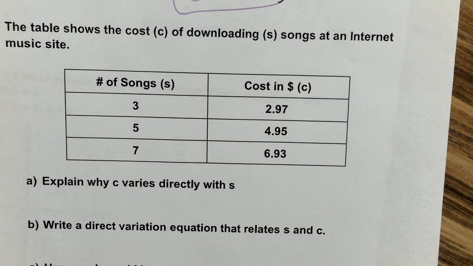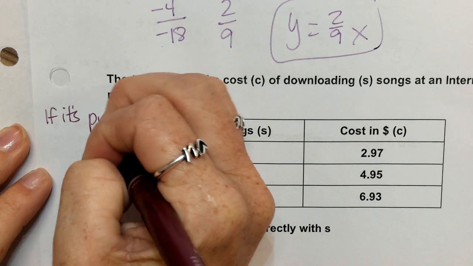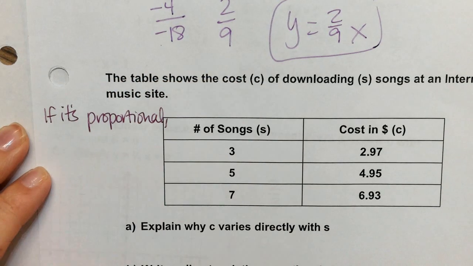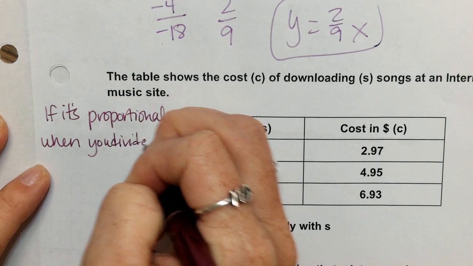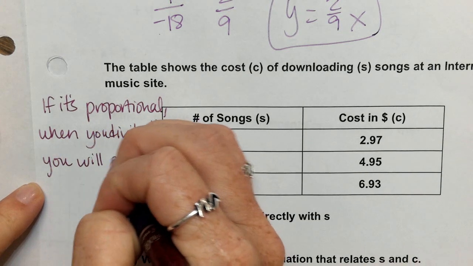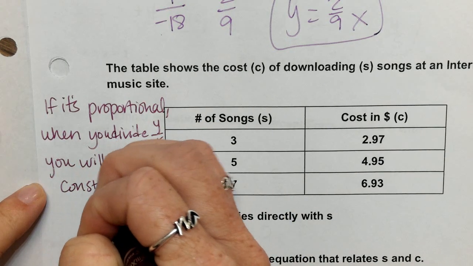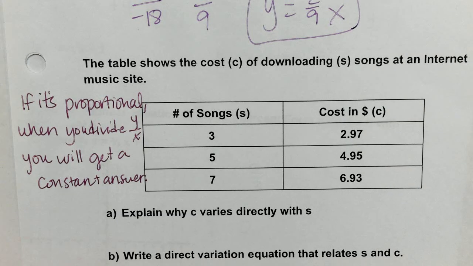Why is it proportional? Well, first of all, if I graph it, it's going to pass through 0, but I don't have a graph to do that. So to do this, write this down. If it's proportional, when you divide y over x, you will get a constant answer for the whole table.